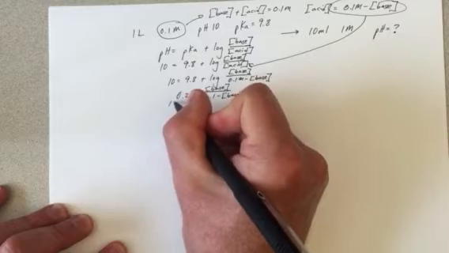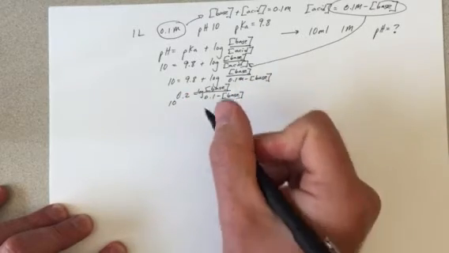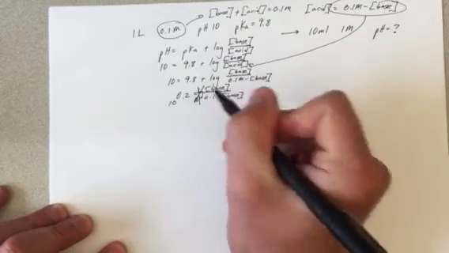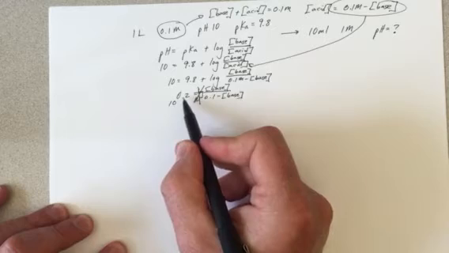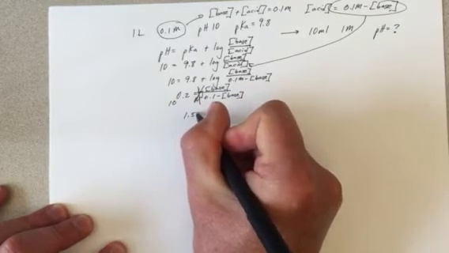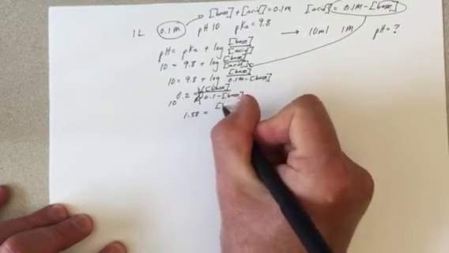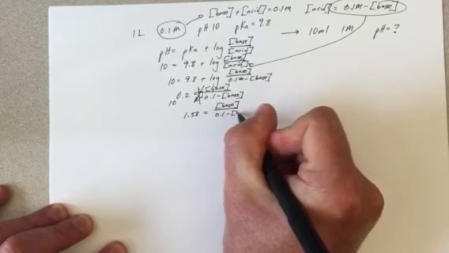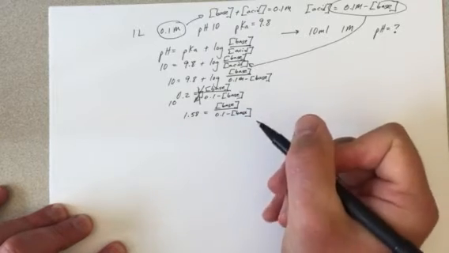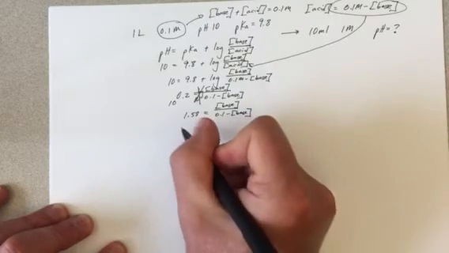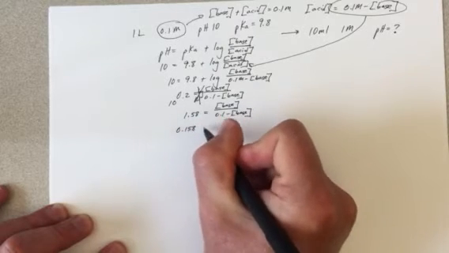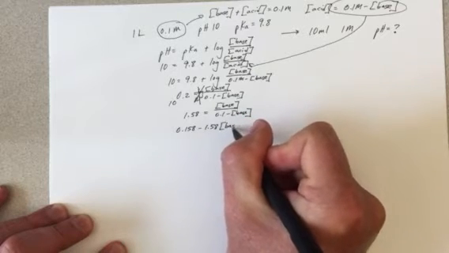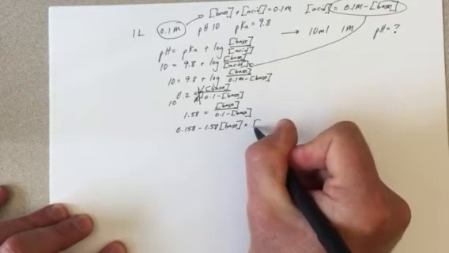Well, I raise both sides of the equation 10 to the x. 10 to the 0.2, 10 to the log, it gets rid of the log. 10 to the 0.2 power is 1.58, and that equals base over 0.1 minus concentration of base. I can cross multiply here, so 0.158 minus 1.58 times the concentration of base equals concentration of base.